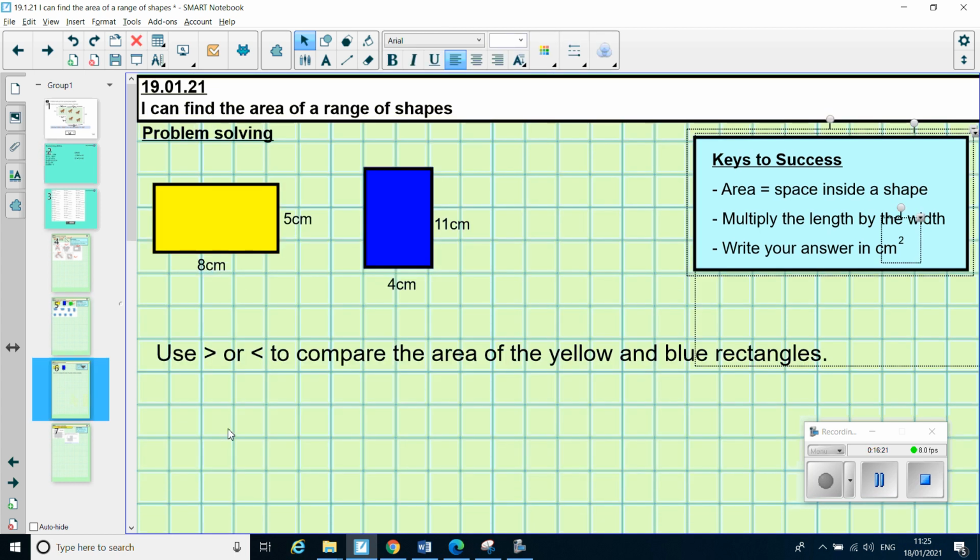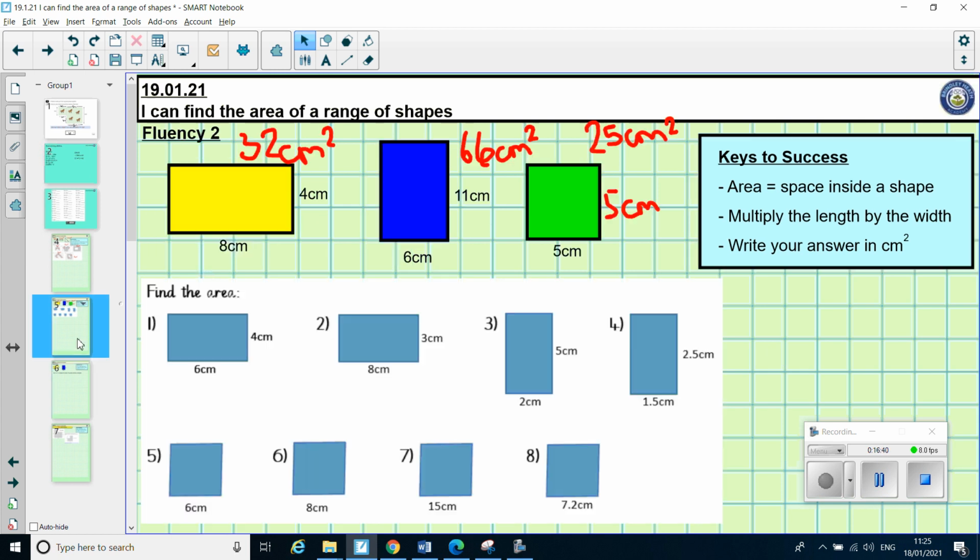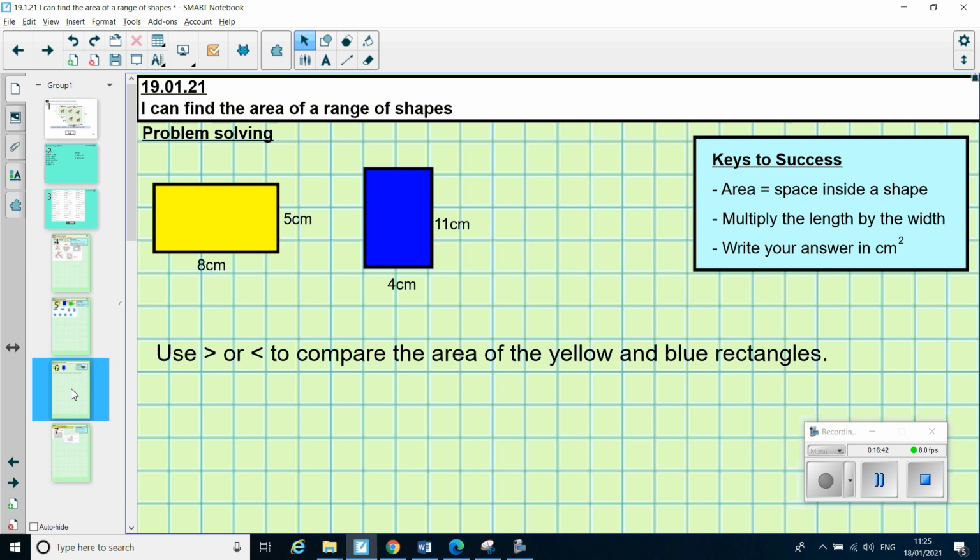Okie dokes. In your problem solving today, it's on maths.co.uk, you're going to be asked to work out the areas of some shapes and then to compare the shapes. So deciding which one has the bigger area. And actually, if you did all right with your Fluency 2 today, you'll be absolutely fine with the problem solving.